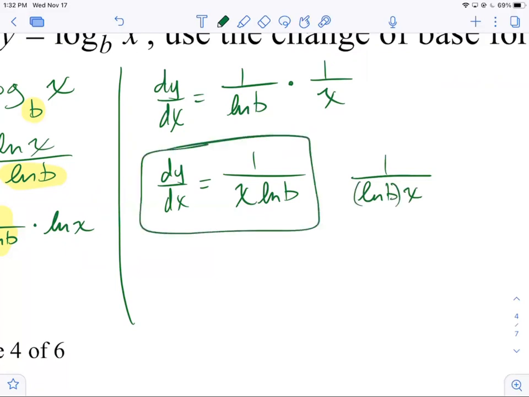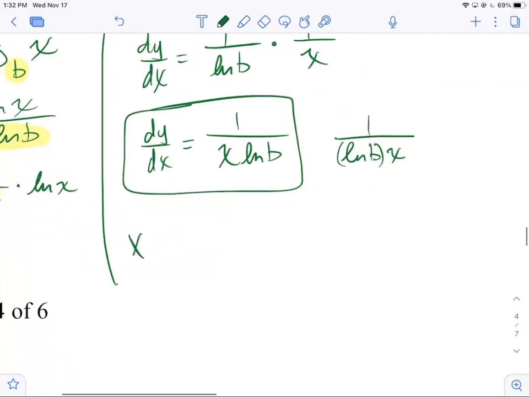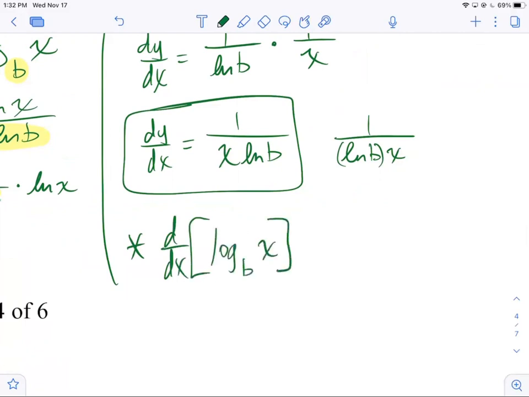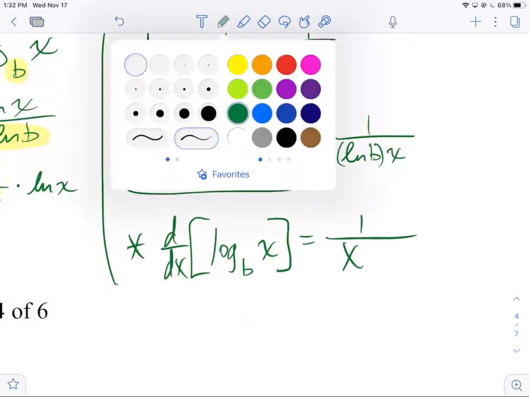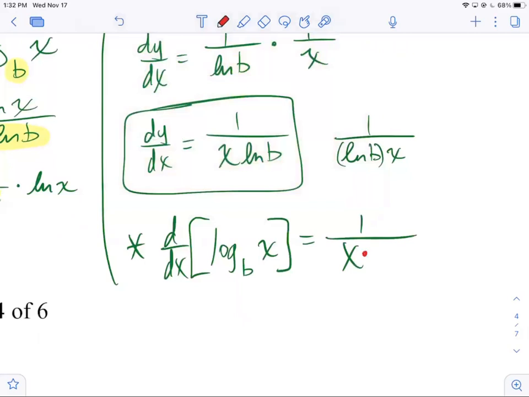So that works for all of them. Here's the general rule. The derivative with respect to x of log base b of x is, watch, just like the natural log of x becomes 1 over x, so does every log become 1 over x. We just have to remember to divide by the natural log of the base, which is the same as multiplying by the natural log of the base in the denominator.